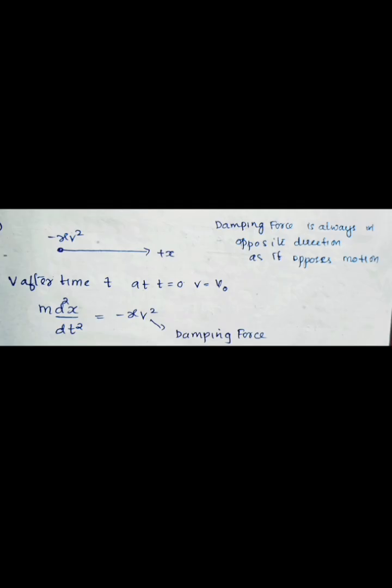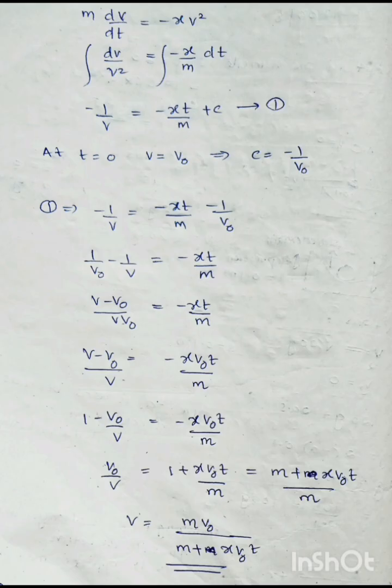So the velocity after a time t, at t is equal to 0 and v is equal to v0, is, we know m into d square x by dt square is equal to minus gamma v square. This is the damping force. This is m into dv by dt is equal to minus gamma into v square. Integrating, we get integral of dv by v square is equal to integral of minus gamma by m into dt. That is minus 1 by v is equal to minus gamma t by m plus c. This is equation number 1.